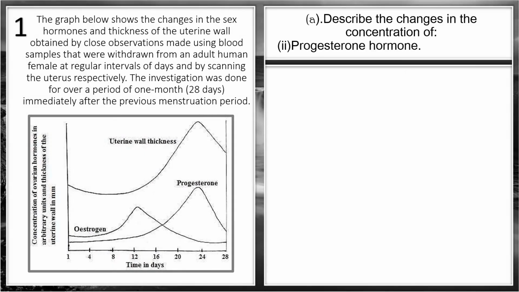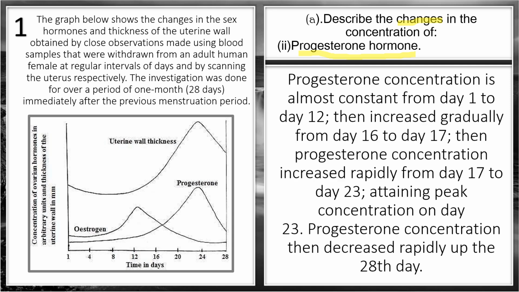Now let us try to describe the changes in the concentration of progesterone hormone. Progesterone concentration is almost constant from day 1 up to day 12. So let's look for progesterone. Progesterone is here. From day 1 up to around the 12th day, it is almost constant.